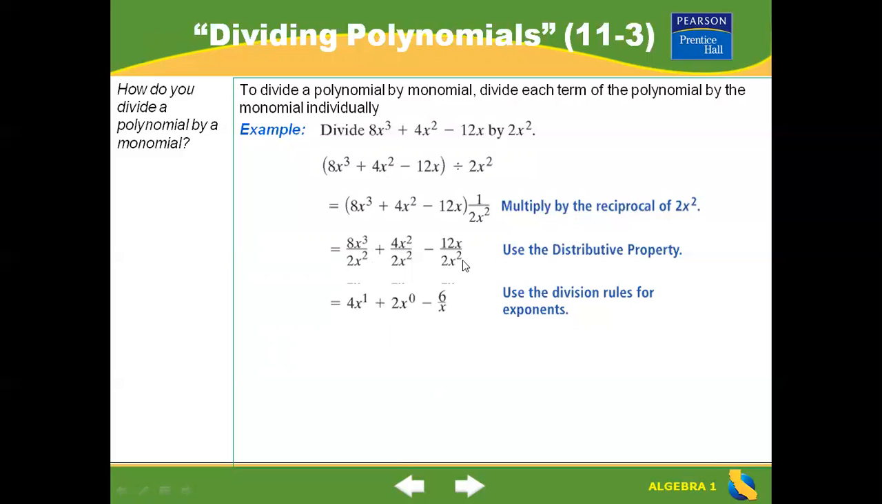Then here we have 2 minus 1, so the variable is in the denominator since the exponent here is bigger than the exponent of the numerator. Simplifying that, we will get 4x plus any variable or number raised to 0, that is equal to 1, times 2, we will get 2, minus 6 over x. So this is now the quotient when you divide 8x cubed plus 4x squared minus 12x by 2x squared.